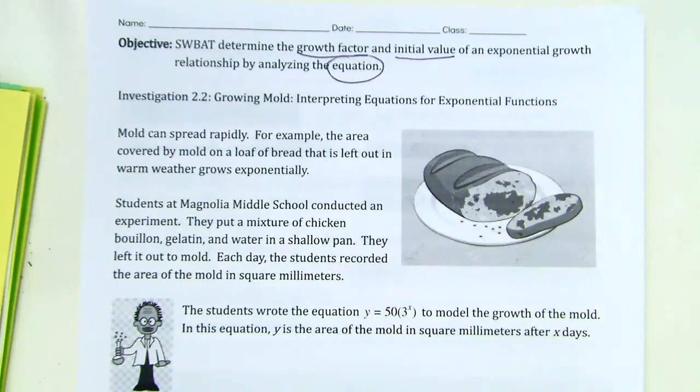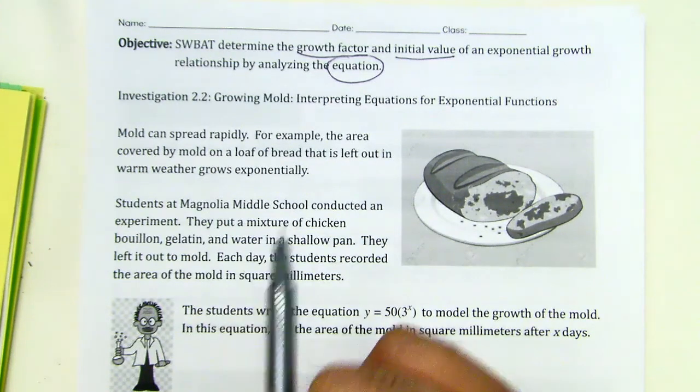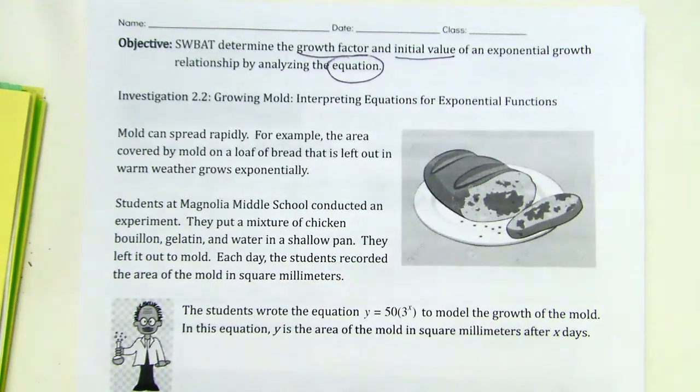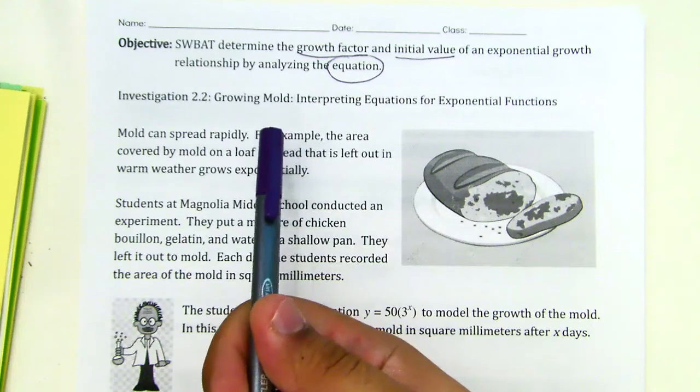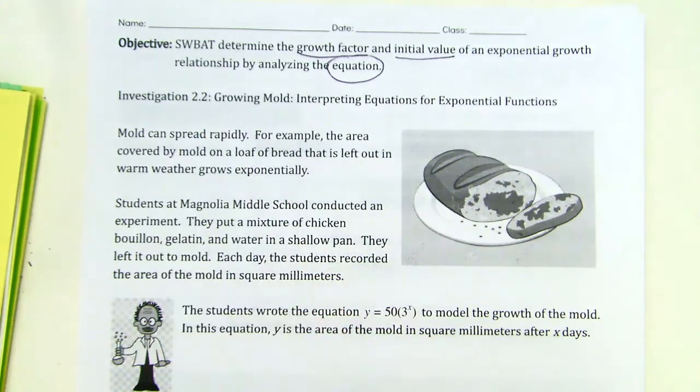So scenario for today, it says mold can spread rapidly. For example, the area covered by mold on a loaf of bread that is left out in warm weather grows exponentially, right? So this is something that every year I tell myself I'm going to do. I'm going to bring in a piece of moldy bread, show it to you guys. But I got some bread from Fine Fare. There's so many preservatives in it that it's been sitting in a bag with some moisture in it for like 2 weeks, still has not molded, right?